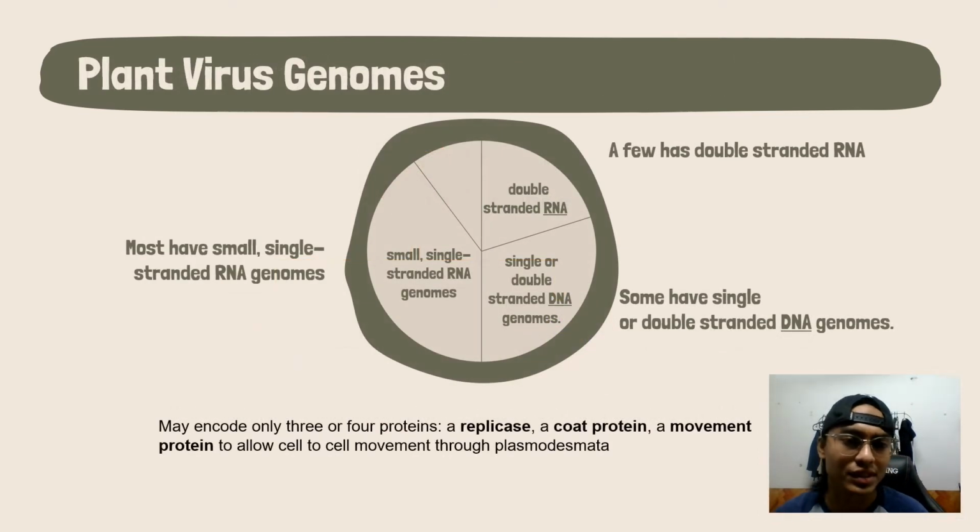Most plant viruses have small single-stranded RNA genomes. However, some plant viruses also have double-stranded RNA or single or double-stranded DNA genomes. These genomes may encode only 3 or 4 proteins: a replicase, a coat protein, a movement protein in order to allow cell-to-cell movement through plasmodesmata, and sometimes a protein that allows transmission by a vector.